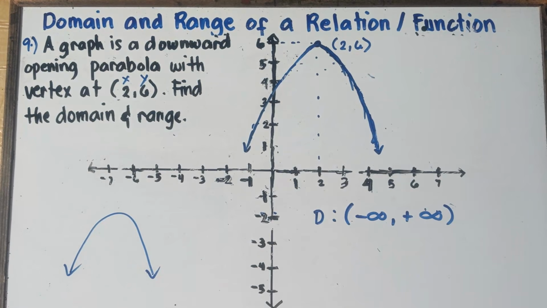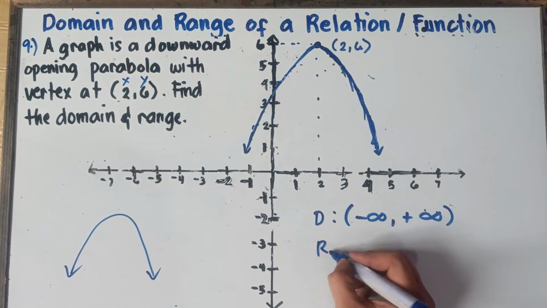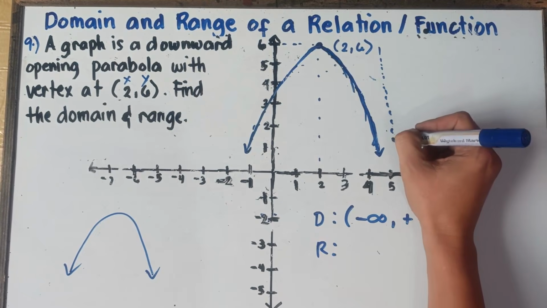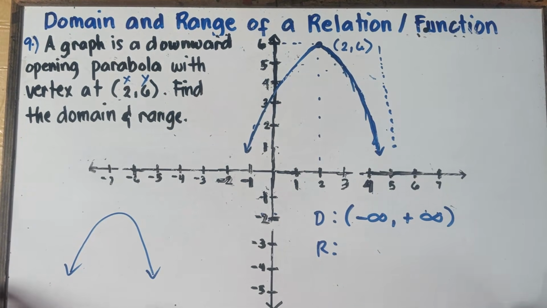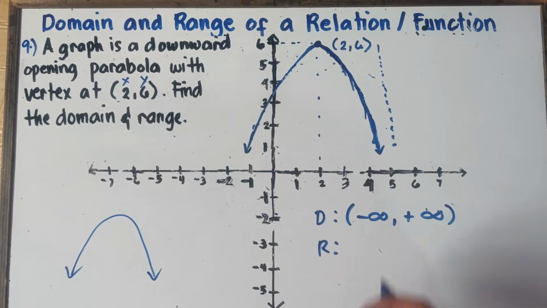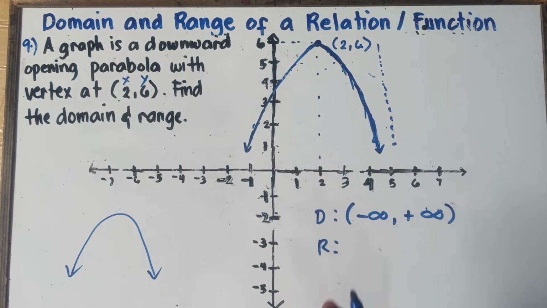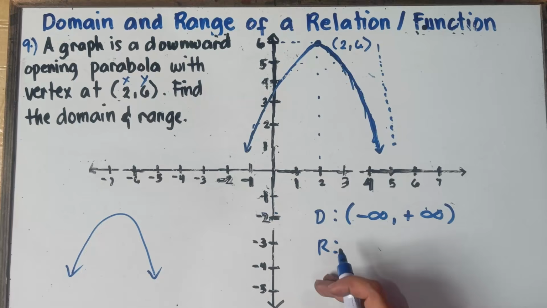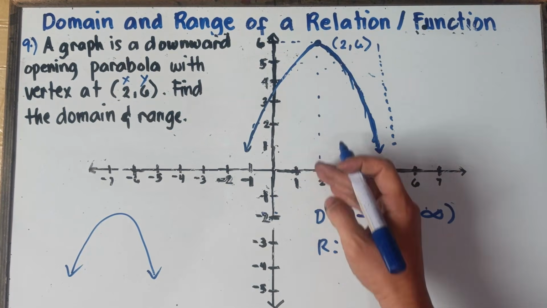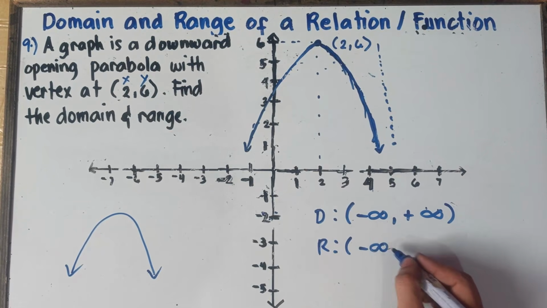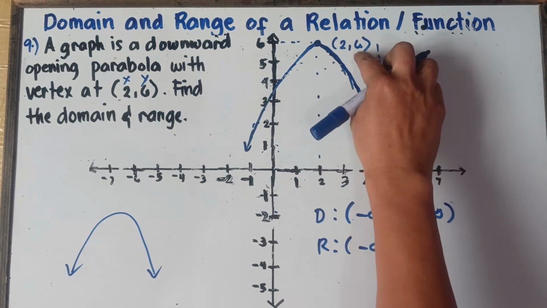Now, what is the range? For the range, that would be the vertical distance. That's correct. When you read the interval notation for the range, you start at the bottom, going upwards. Bottom and then top. So that would be from negative infinity, comma, up to positive 6.